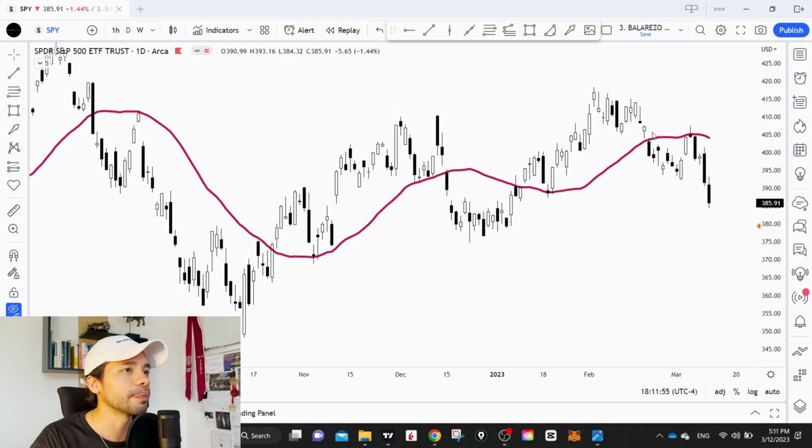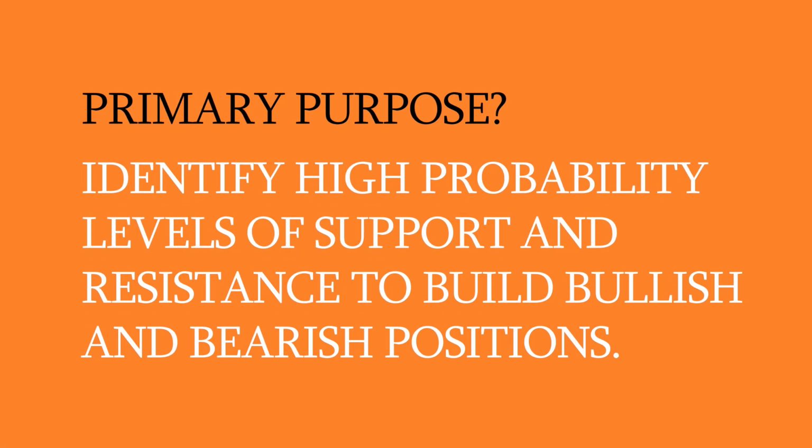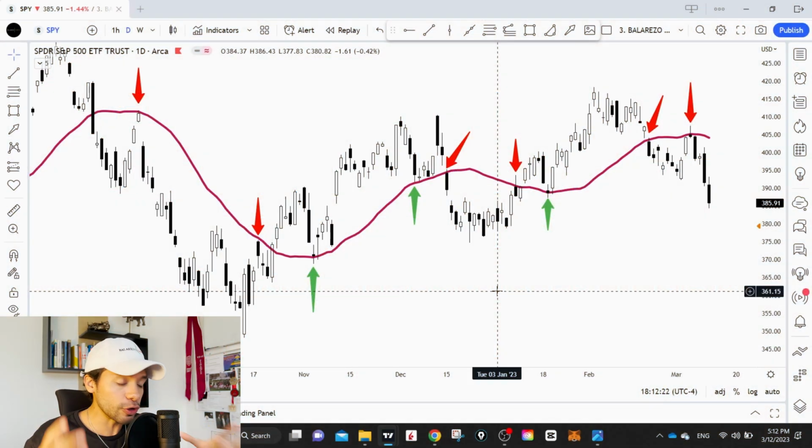So now let me just get here some of the drawings that I made. And let's start here with what is actually the primary purpose of the 30 daily moving average. At least, how do I use and incorporate this 30 daily moving average into my system? So the primary purpose of the 30 daily moving average is to identify high probability levels of support and high probability levels of resistance. And this way we can use these levels of support and resistance to start building bullish or bearish positions to follow what could be a short-term trend or a little bit of a longer-term trend.